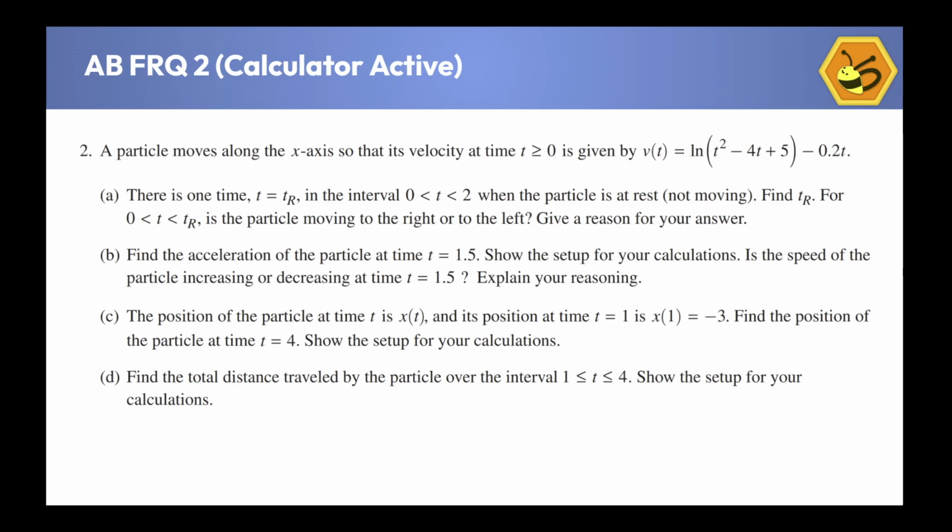This should be 2024. Pretty recent. So for the question, a particle moves along the x-axis so that its velocity at time t greater than or equal to 0 is given by v(t) equals the natural logarithm of (t squared minus 4t plus 5) minus 0.2t. And this is a scalar function, yes, but you can use a graphing calculator for this one as well, because this is question 2.